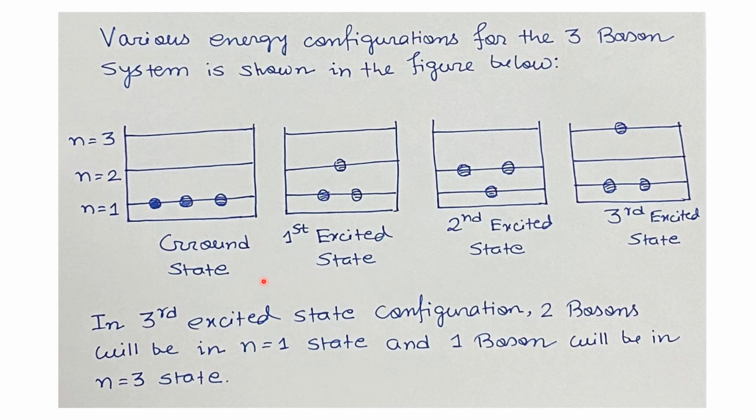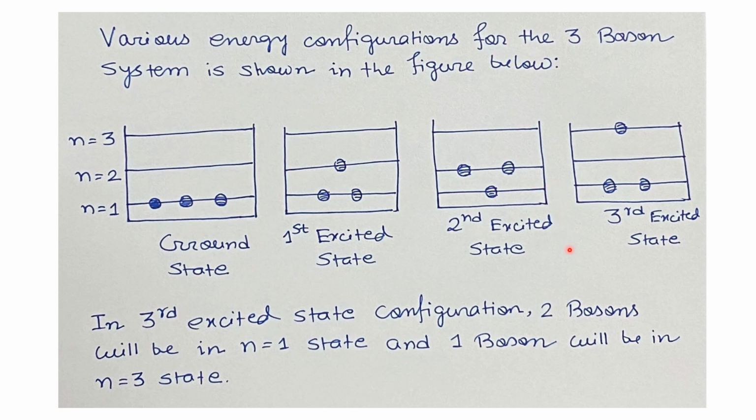One important piece of information regarding the boson particle is that there is no restriction on the bosons to be accommodated in a particular energy level. Hence, for the ground state, all the bosons will be accommodated in the ground state energy level, that is n equals 1. For the first excited state, two bosons will be in the energy level n equals 1 and the remaining one boson will be accommodated in the energy level n equals 2. For the second excited state, one boson will be in the ground state, that is n equals 1, and the remaining two bosons will be in the energy level n equals 2.